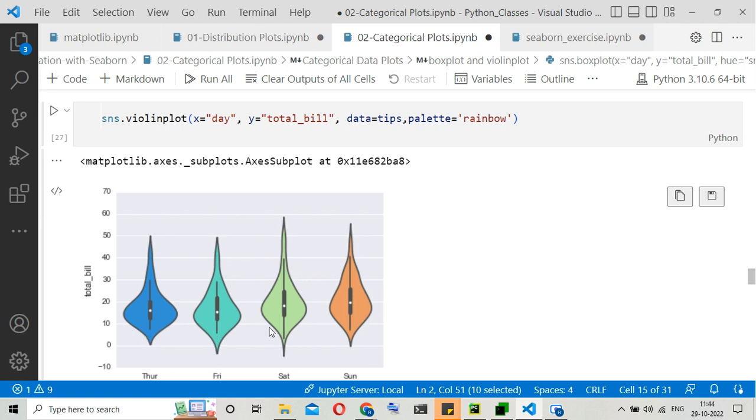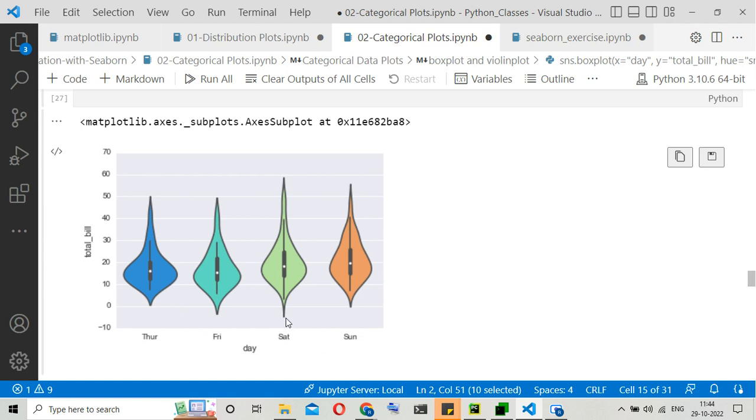So the shapes are such that on Saturday it is in a very high range, from zero up to $60, but on Thursday and Friday it is around 50 only. On Saturday it is quite high. But on Sundays, you can conclude that maximum spending is up to $30 or maybe $35. You can assume that 70% or 75% of the people are spending up to $30. But on Saturday, it is around $20 to $25.